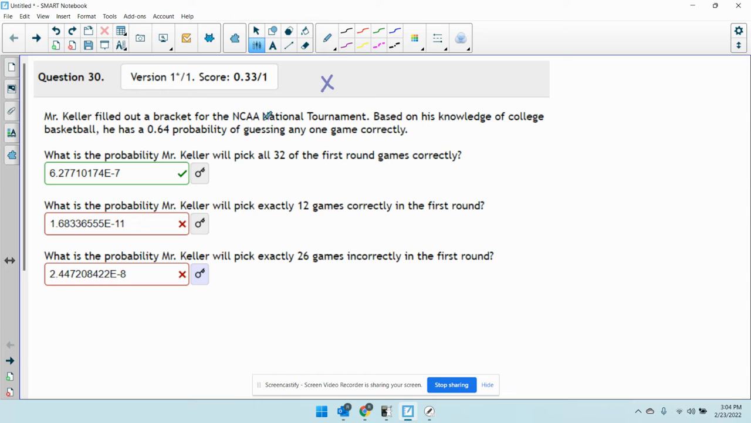X, the number of games he guesses correctly, is going to follow the binomial with 32 trials and a success rate of 64% on any given event. 32 games, 64% chance of guessing the game correctly.